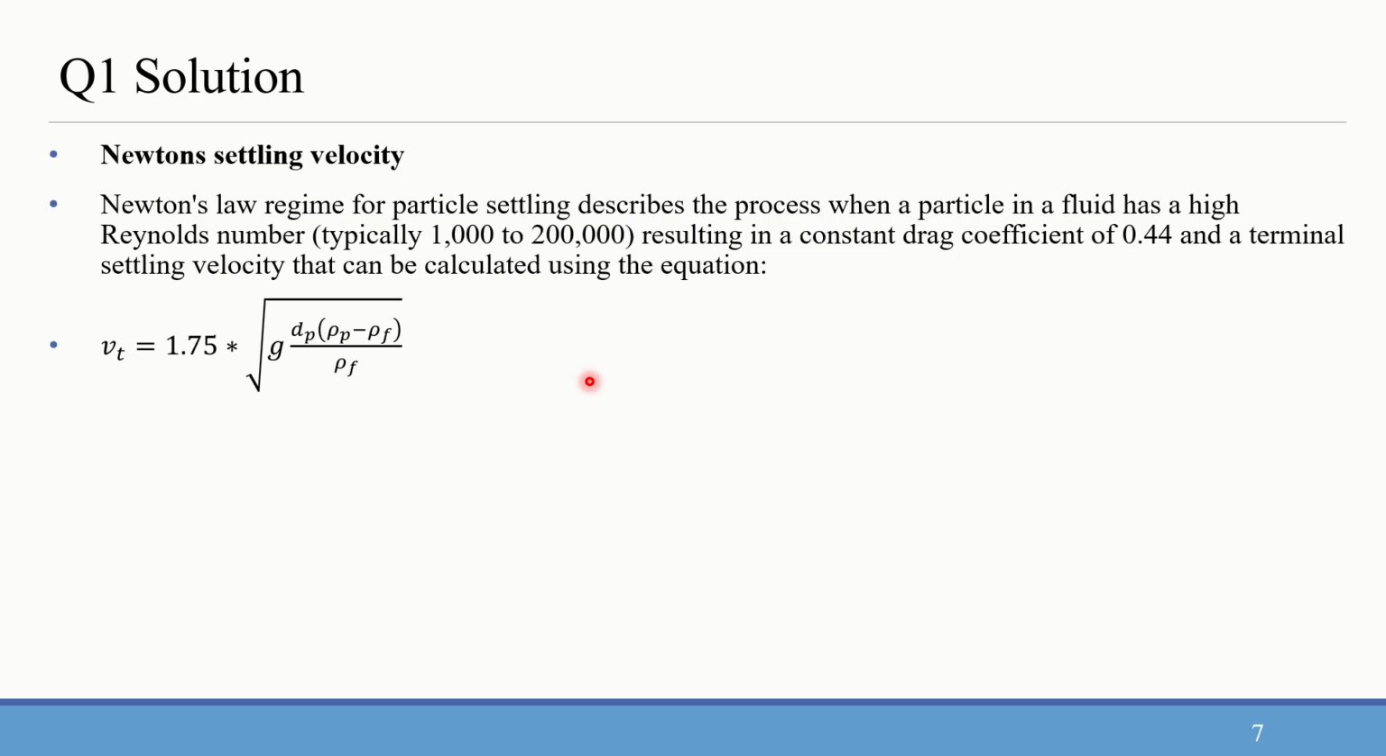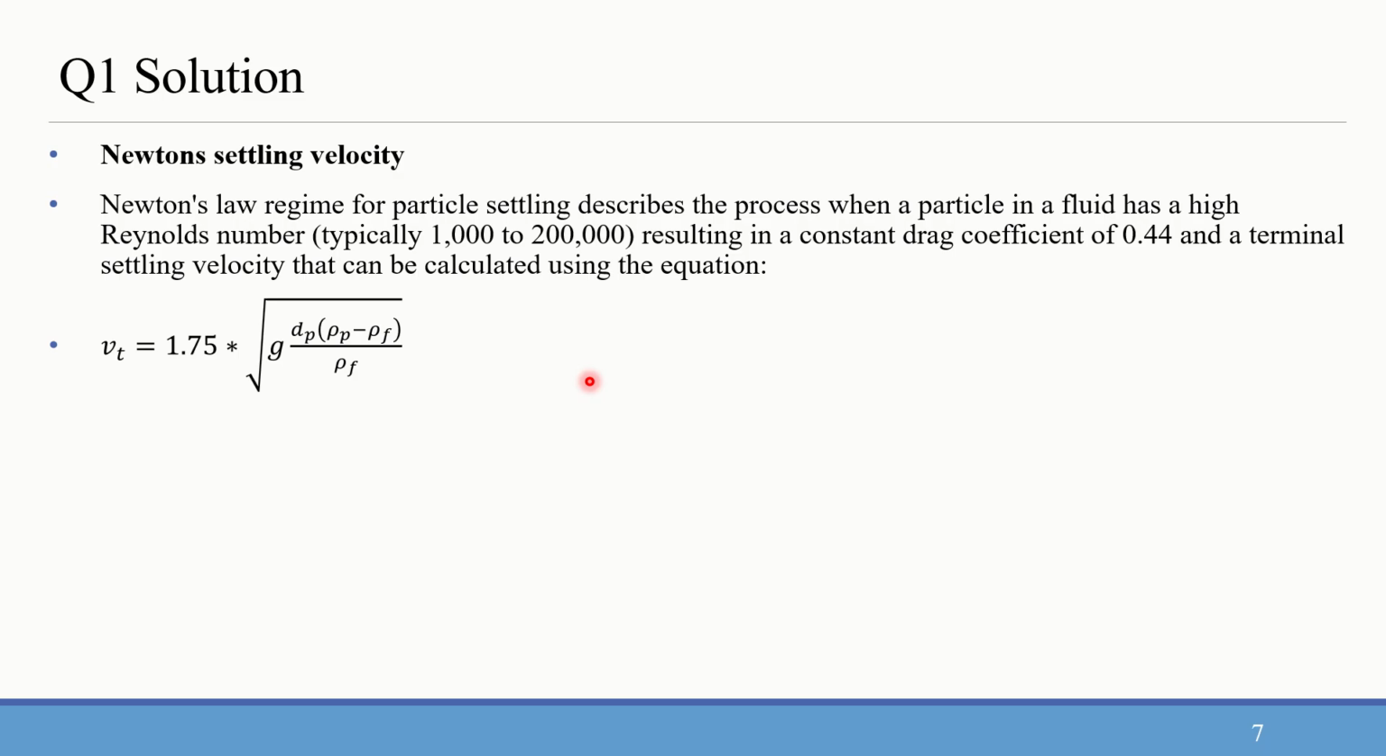So what is the formula? Newton's law regime describes the process when a particle in a fluid has a higher Reynolds number. When will the particle have a higher Reynolds number? When it is settling in a low viscosity fluid, or its diameter is large or density is large. If that is the case and we are getting a very high Reynolds number, typically in the range of 1000 to 2 lakhs, we have the constant drag coefficient which I described in the figure.